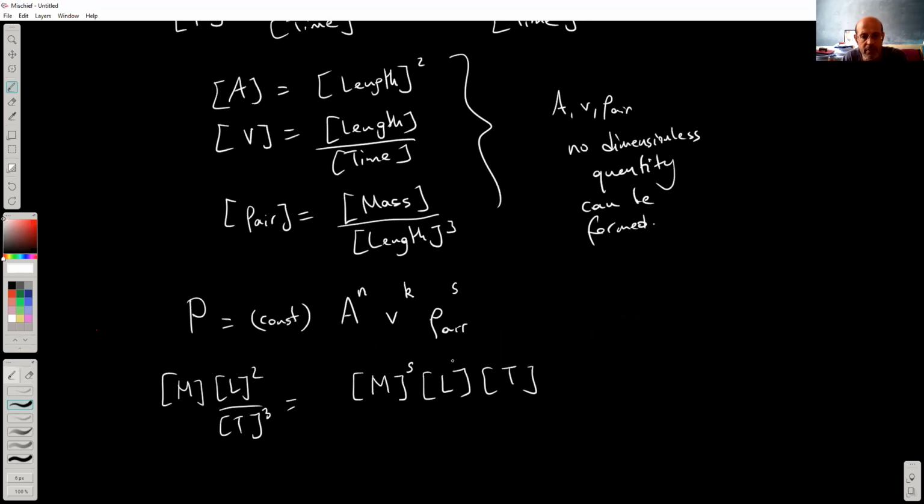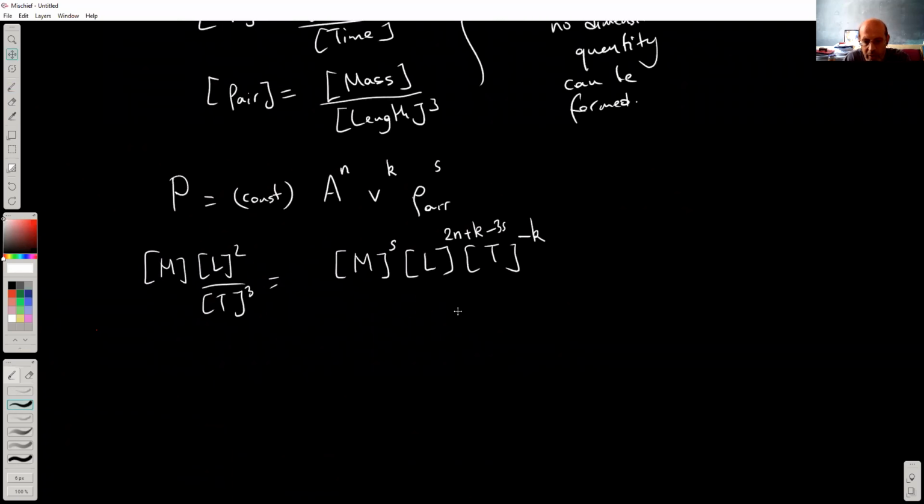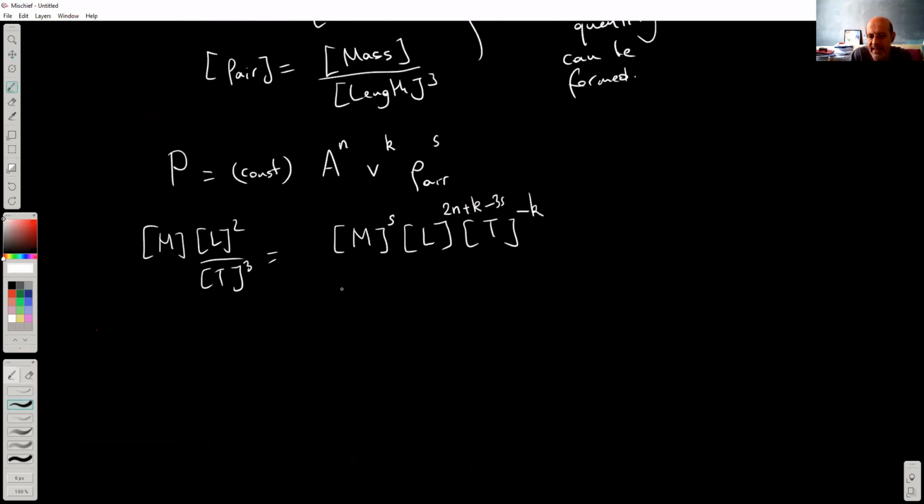Length is coming from lots of different things. So let's just skip this for the moment. Time is coming from velocity. So therefore, this is minus K. And all right, so length is coming from the area. We have 2n from area, plus K from velocity, and from the density, which is minus 3S. All right, so I think this is understandable.